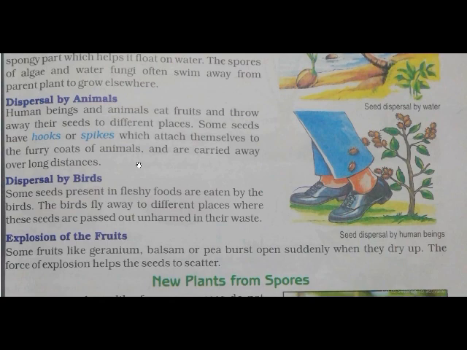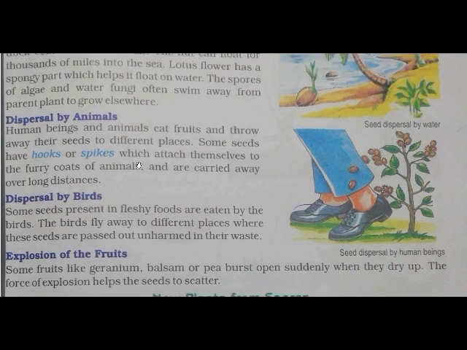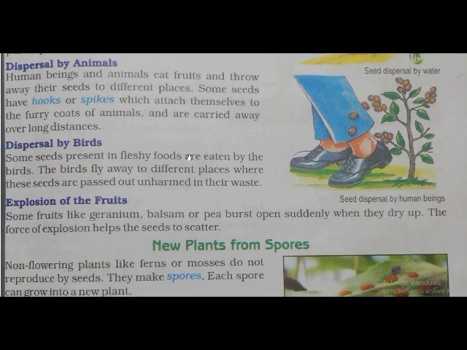Like lotus also, you can see the lotus has spongy parts which help it to float on water. These spores of algae and water fungi often swim away from the parent plant to grow elsewhere. Dispersal by animals.